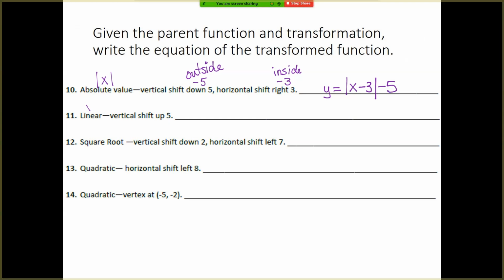Question number 11, we have a linear function. Linear is just x, and all we're being told to do to it is to shift it up 5. Shifting up 5 just hangs out at the end, so y equals x plus 5 would be my equation.